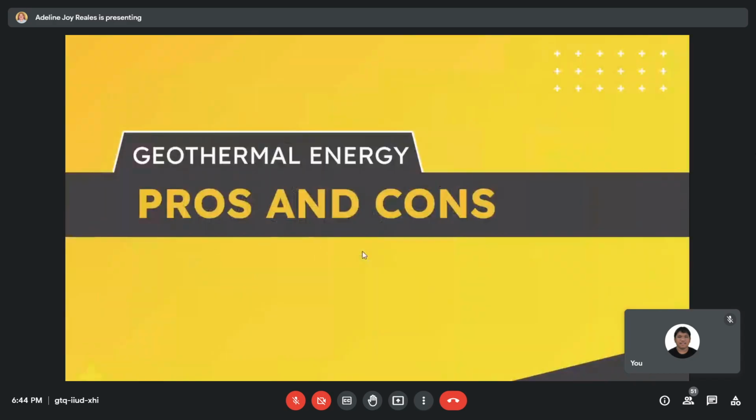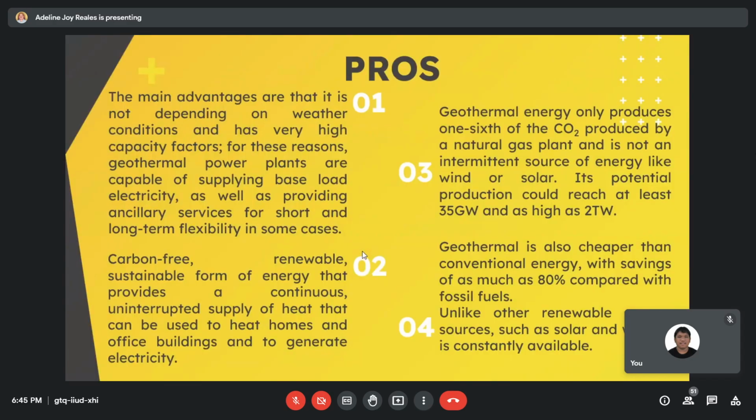So the geothermal energy pros and cons. The main advantages are that it does not depend on weather conditions and has very high capacity factors. For these reasons, geothermal power plants are capable of supplying baseload electricity as well as providing ancillary services for short and long-term flexibility in some cases.